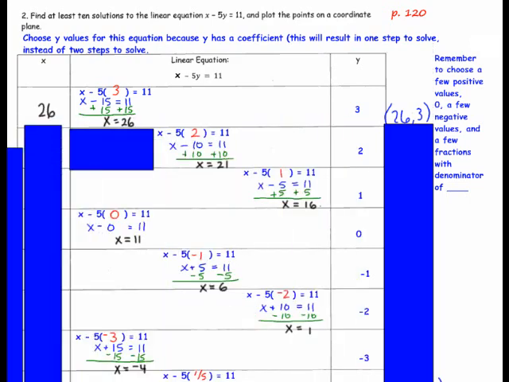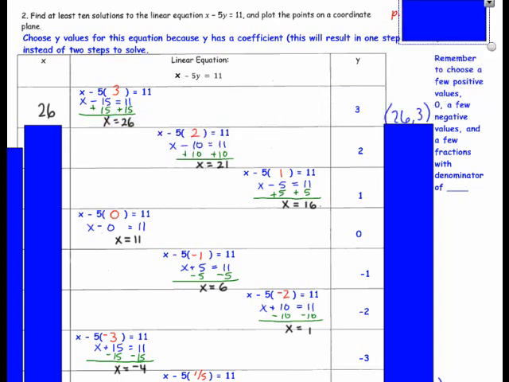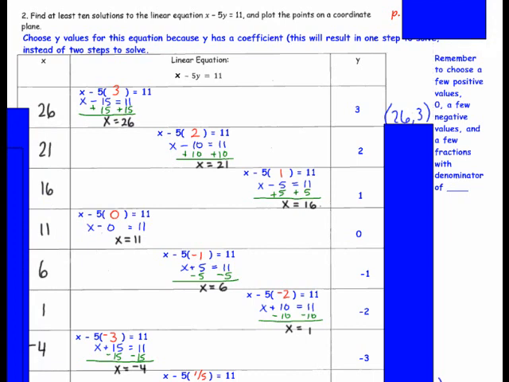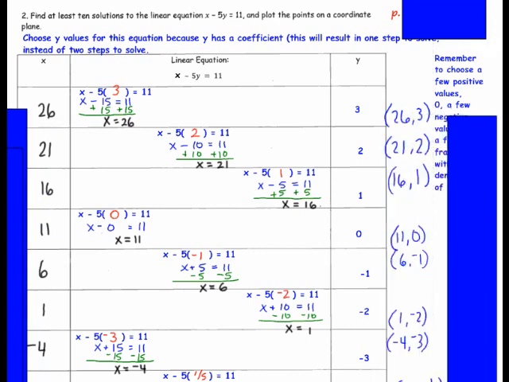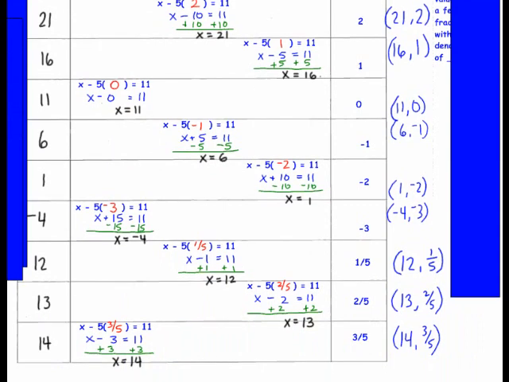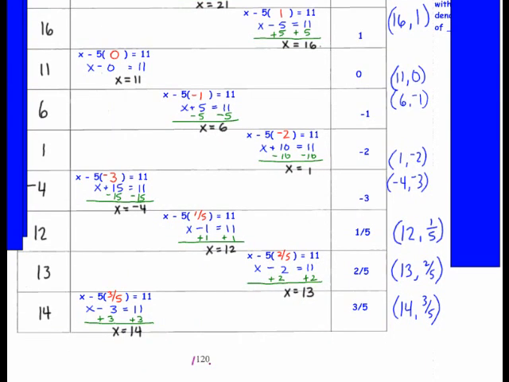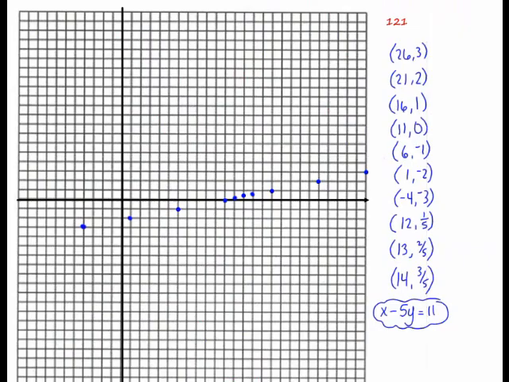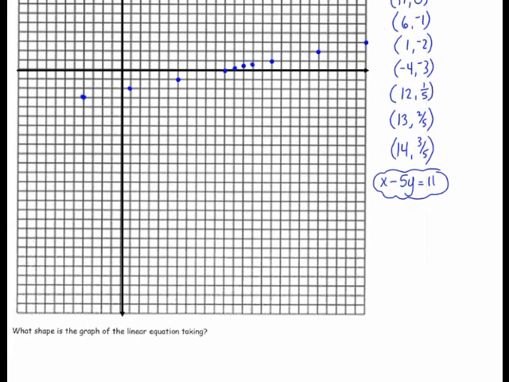These are the y values that I chose. These are the x values that I ended up with. These are my ordered pairs. And here is the rest of the page. Keep in mind that your answers will be different from mine based on the y values you chose. Then I graphed all of my ordered pairs, and this is what my graph of the equation looks like. What shape is the graph of the linear equation taking? Again, it appears to be a line.